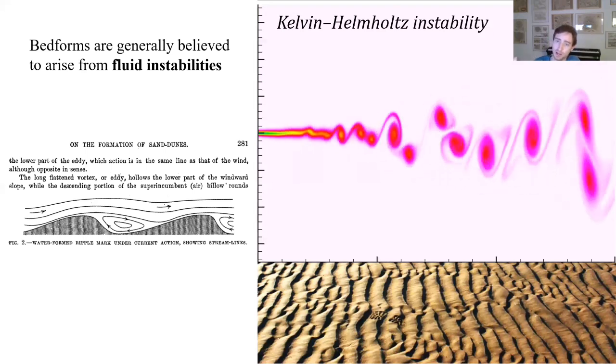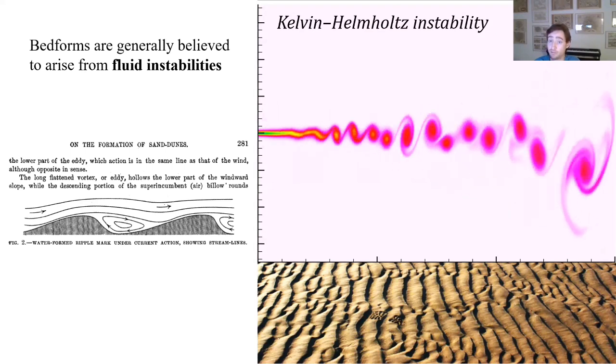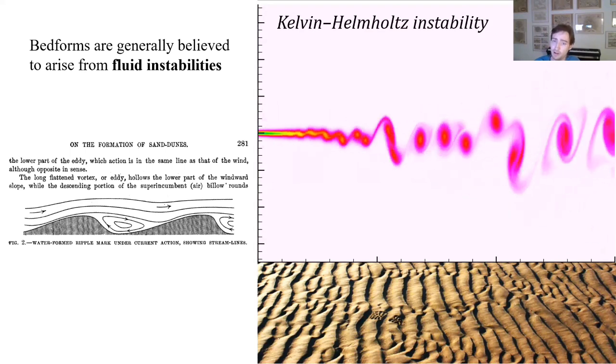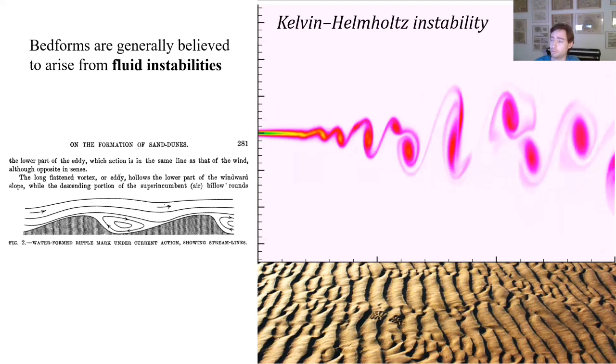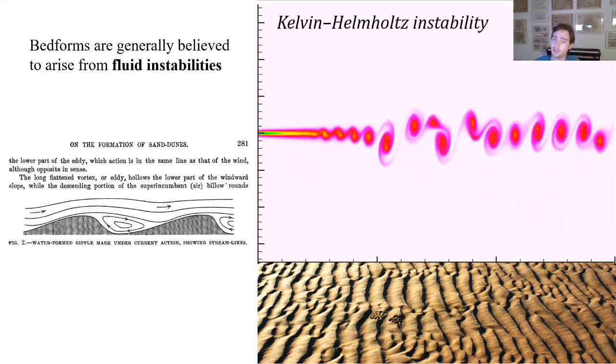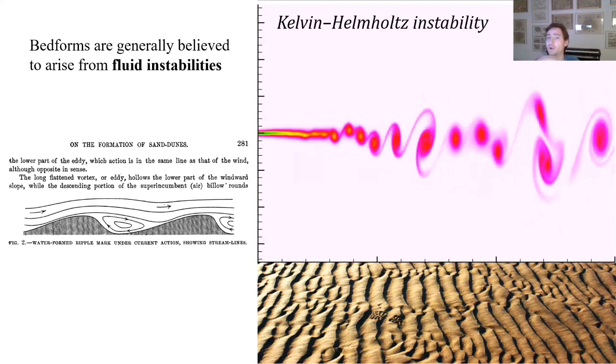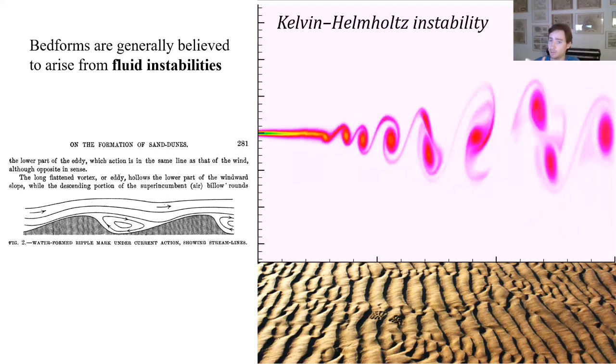And one argument I have for that is that if these ripples and these dunes were generated by completely turbulent instabilities, then why is it that they form such perfectly regular geometries, right? It's a little bit counterintuitive.